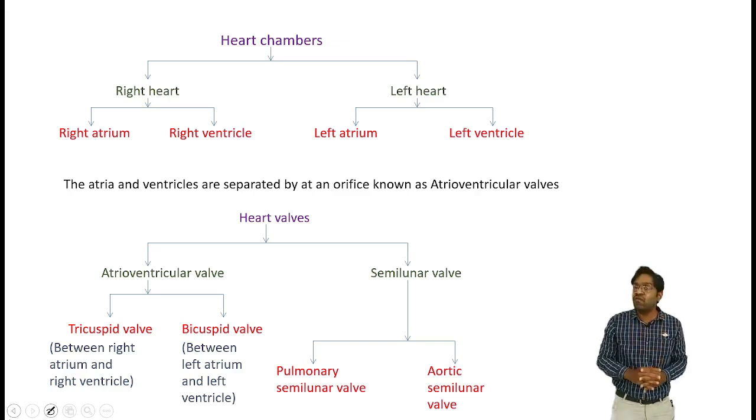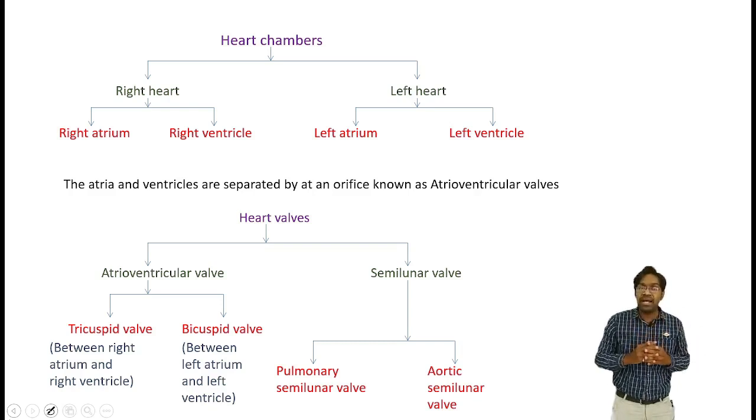What is the function of the ventricles? There are two ventricles like two atria: left atrium, right atrium, left ventricle, right ventricle. What is the function of the ventricle? The function of the ventricle is to pump the blood. The actual functioning of the heart depends upon the ventricles, because the ventricles pump the blood from the heart towards the aorta and through the overall body.